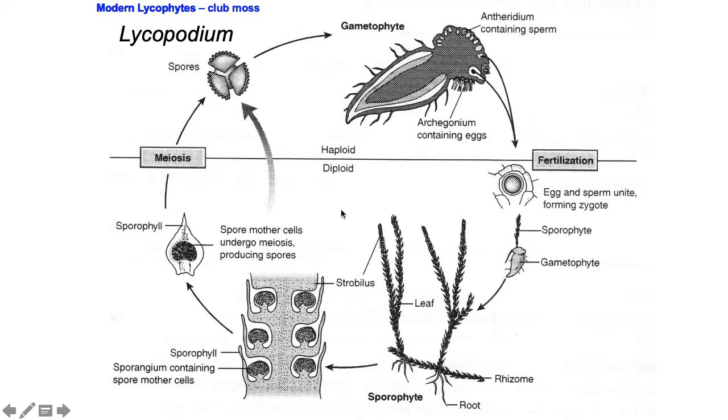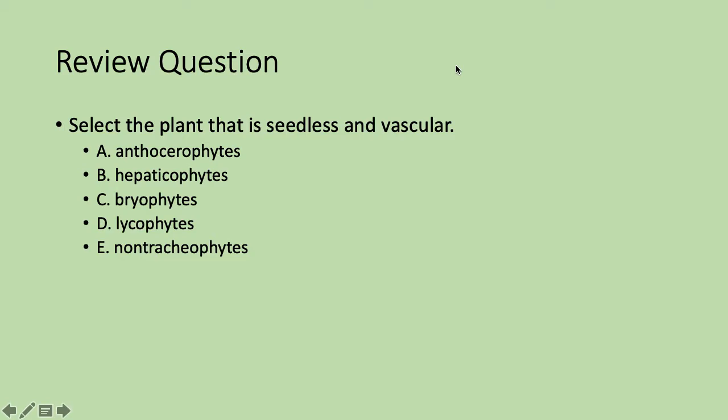Here's what it actually kind of looks like. With fertilization, egg and sperm meet. There's the gametophyte. I know it says root. They really don't have a true root system. There's something called a rhizome, and I think I talk about that in the next section. But inside the strobilus, you find the spore mother cells that are released, and those spores get released, forming that gametophyte. All right, select the plant that is seedless and vascular.